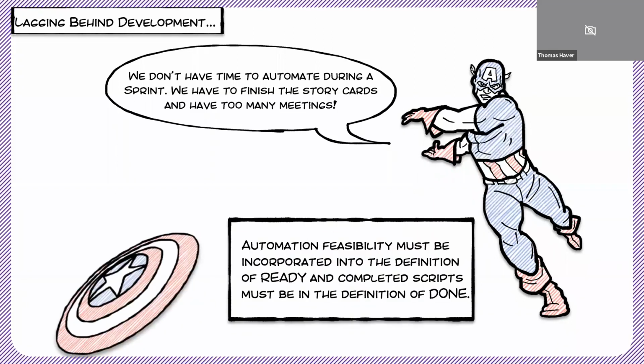So what you should do is bake automation feasibility into the definition of ready, or the entry state criteria if you work in a waterfall world. And you need to have your completed scripts in the definition of done, or as an exit phase criteria as part of that verification phase. By making it part of the entry and exit state criteria, you can ensure that quality is baked into your process. You need to have automation scripts written concurrently with your development code.